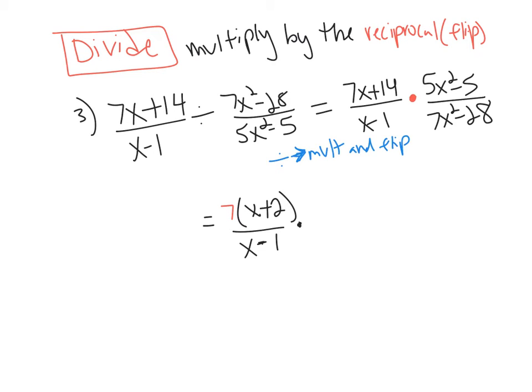Now let's look at the numerator of the second fraction. We have 5x squared minus 5. What is the GCF there? The GCF there is they share a 5. Let's look at the denominator, 7x squared minus 28. We have a GCF of 7 there. 7 times what will get us 28? That's going to be 4.